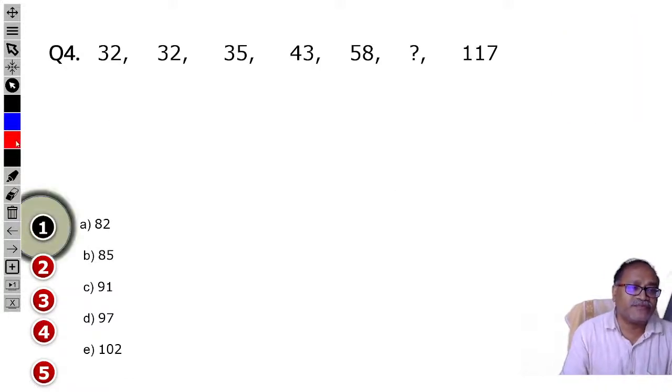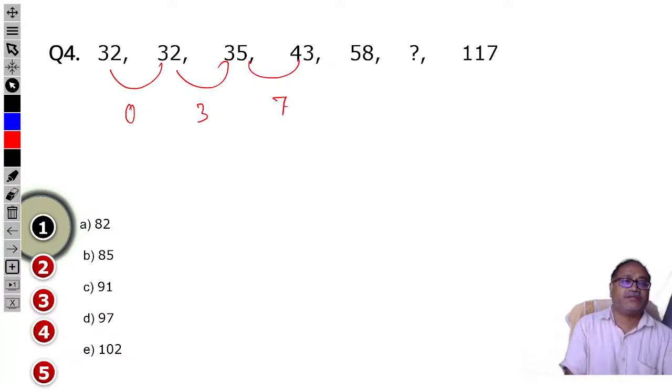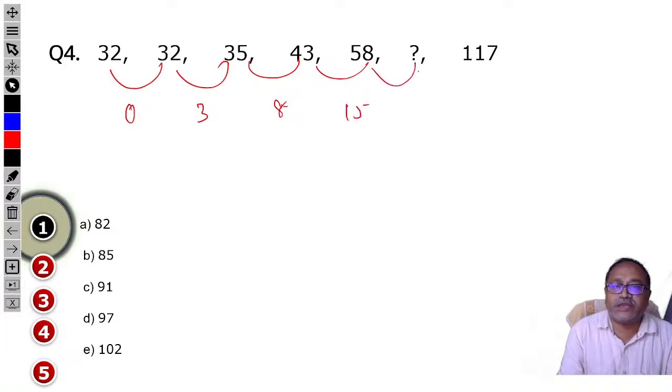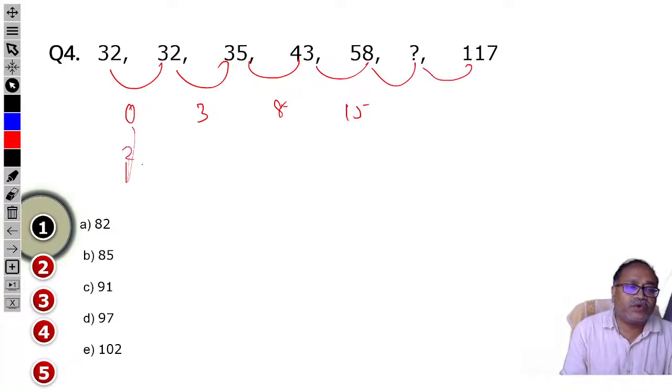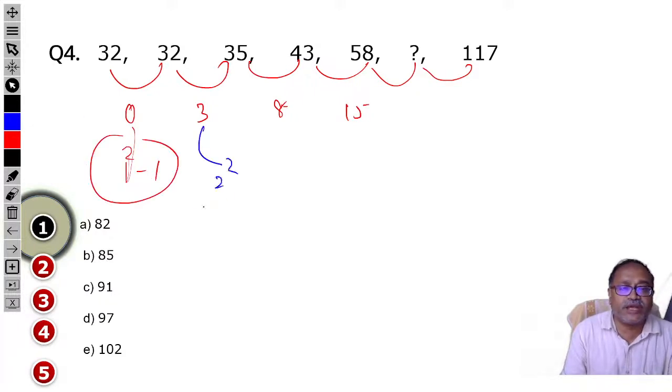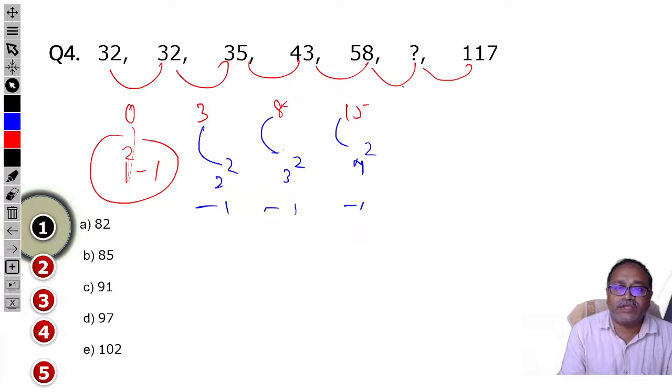Option 1. How do we do it? From here to here, I see that 0 is the difference, 3 is the difference, and here 7 is the difference. Is it 7? 8. 8 is the difference, and here 15 is the difference. So here I notice 1 square minus 1, and the same way 2 square minus 1, 3 square minus 1, 4 square minus 1. Here it should be 5 square, 25 minus 1, that's 24.